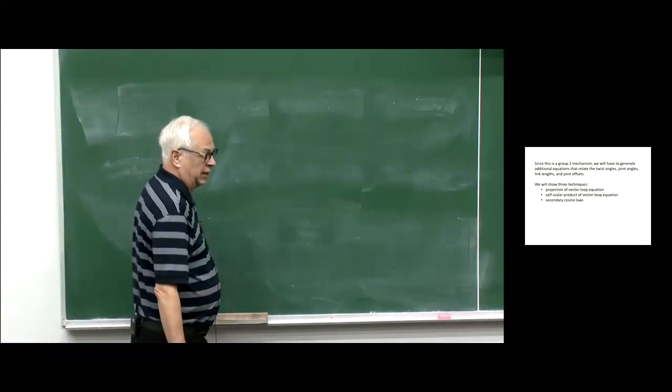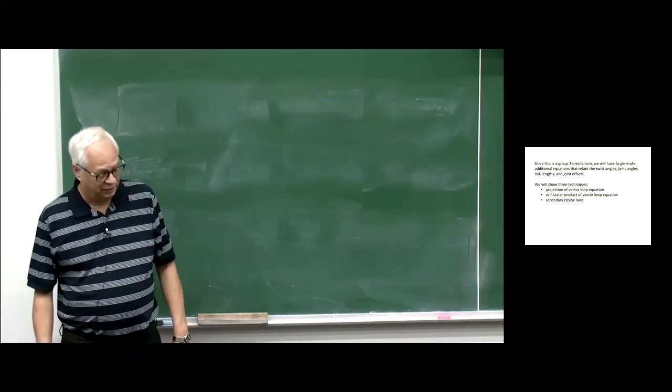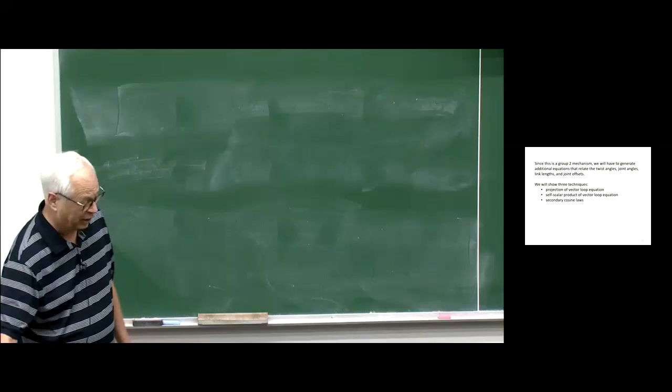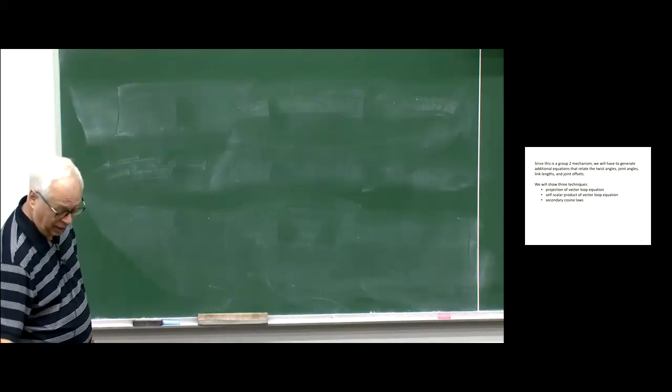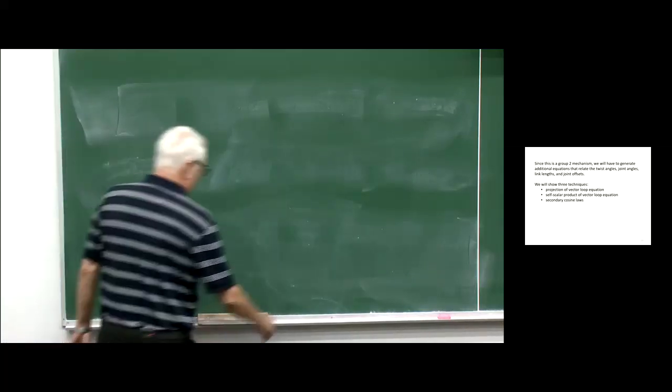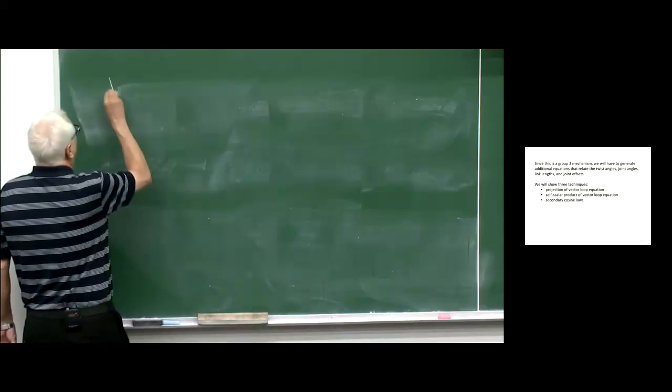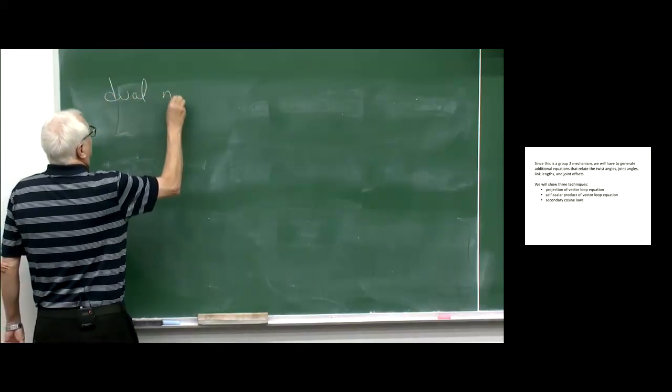So the third technique we're going to show to generate equations from the spatial mechanism is called secondary cosine laws. And to get there, we have to introduce something called a dual number. A dual number.